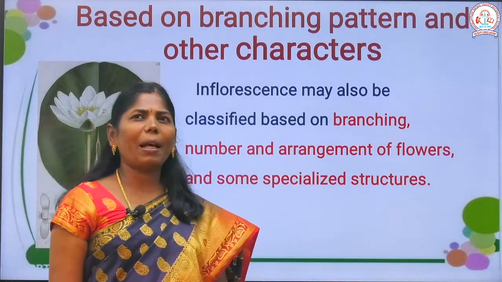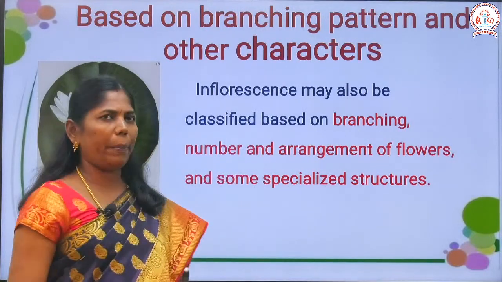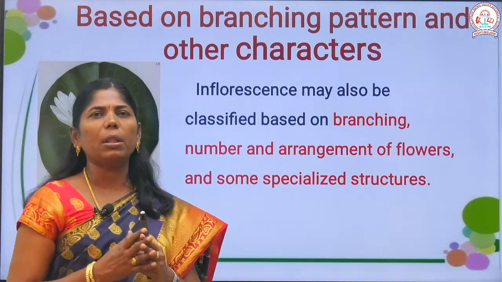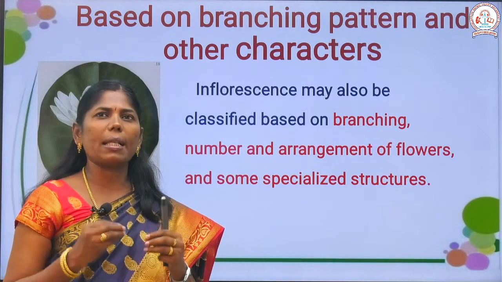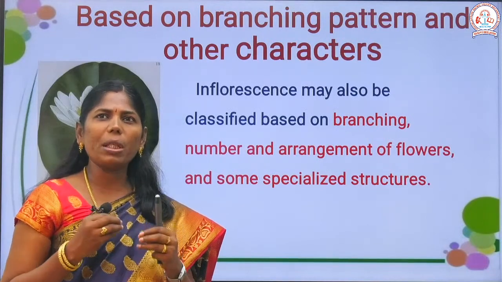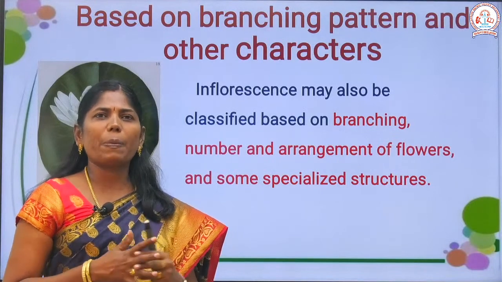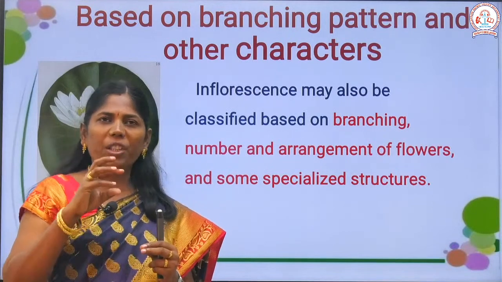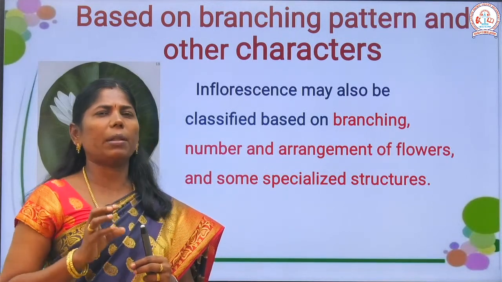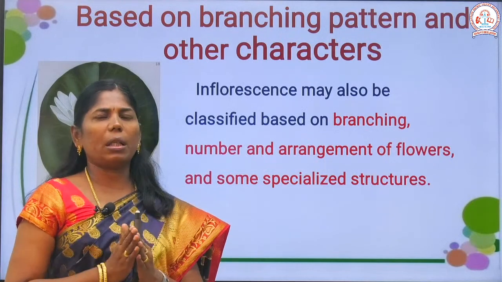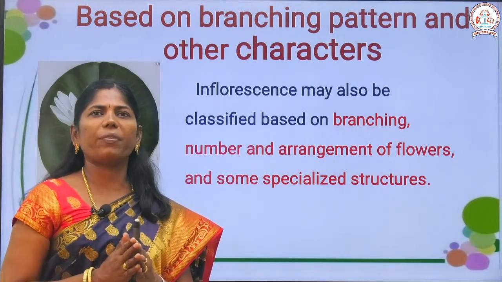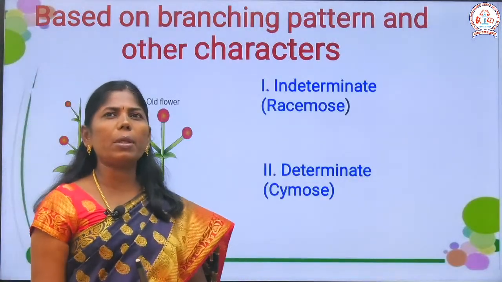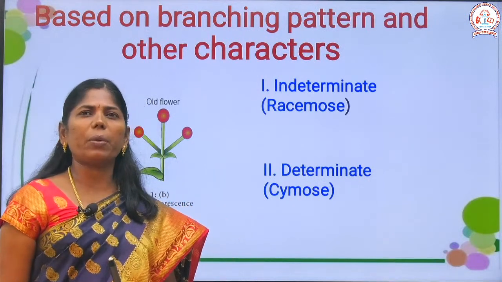So, based on the branching pattern and other characters, that is, based on how the branches are arranged, it may be branched or unbranched. Based on the branches, it is classified into many types. Branching and the arrangement of the flowers and their structures, how many branches on either side of the main axis, and whether there is a flower in the apex or terminal region or no flower in the terminal region. Based on these features, it is classified into two. One is racemose, another one is cymose.